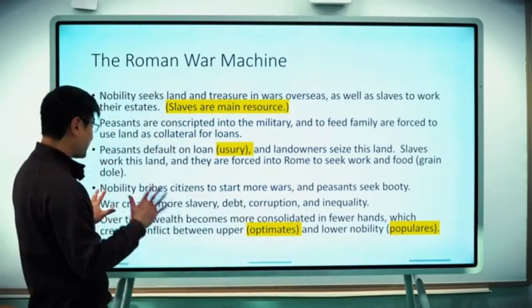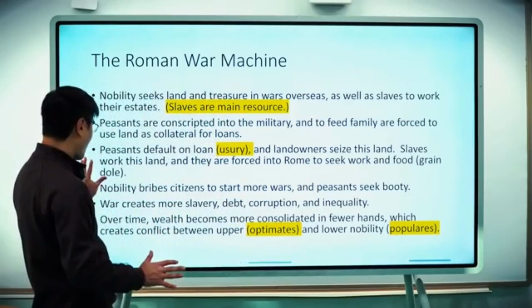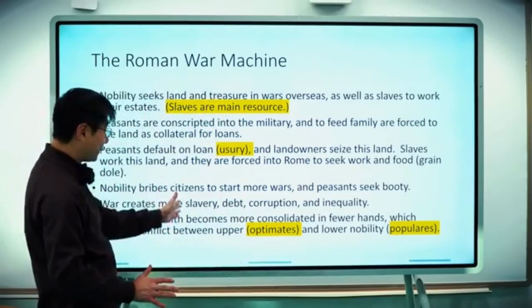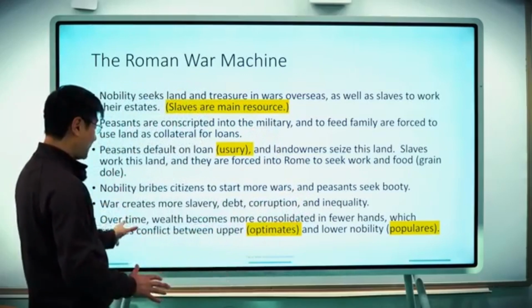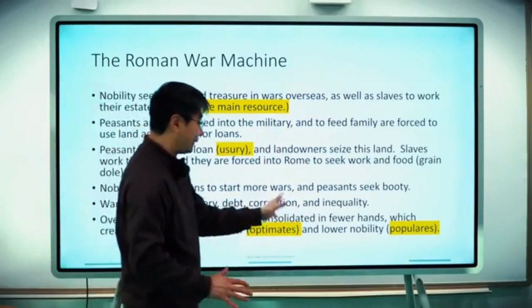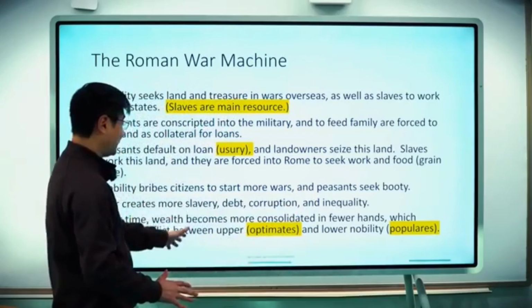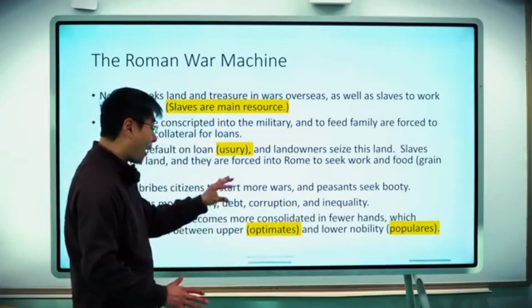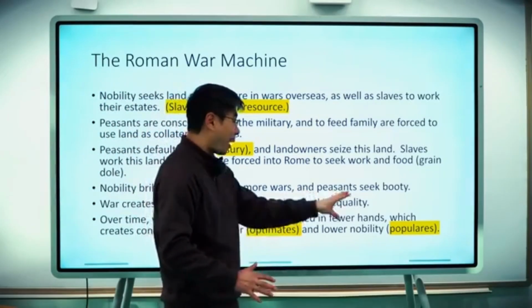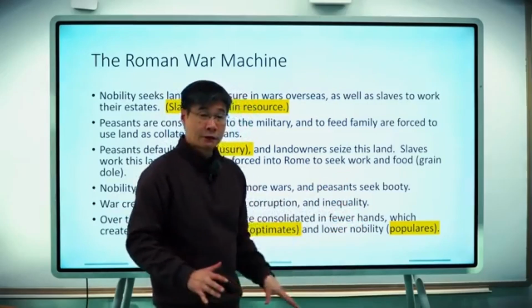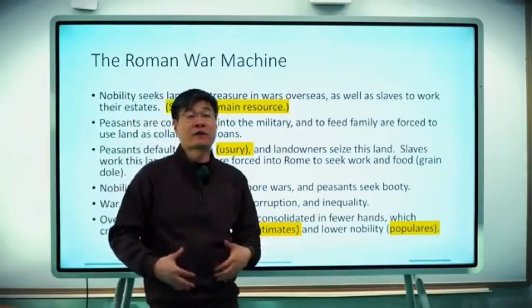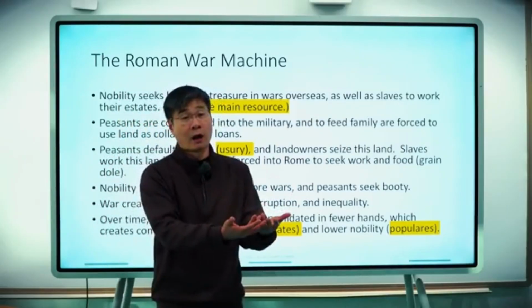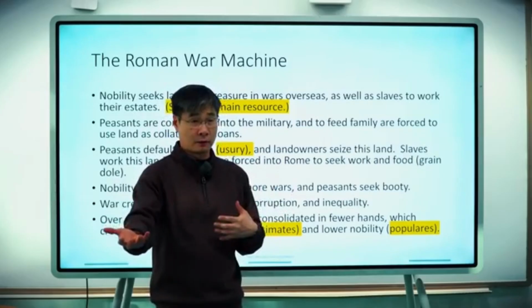And so what's happening is that the Roman war machine is creating slavery, debt, corruption, and inequality, okay? And over time, what happens is that wealth becomes more consolidated in fewer hands, which creates conflict between the upper nobility and the lower nobility. The optimates are called the upper nobility, and the populares are called the lower nobility, okay? So what's the difference? Optimates just means the best of the best, okay? Why do I have so much money? Because I'm better than you are. In fact, my entire family is better than you are.